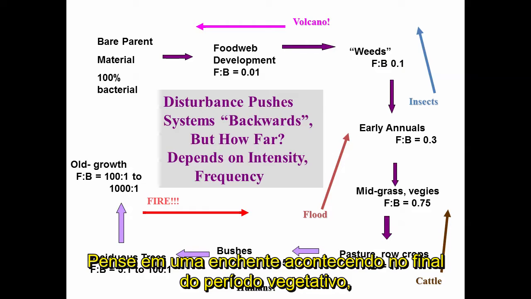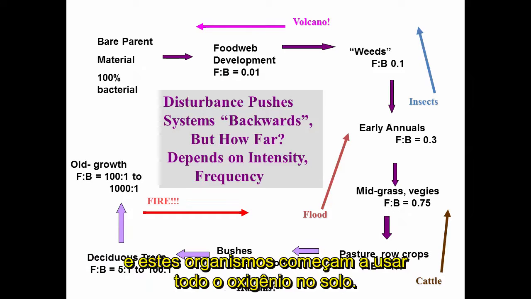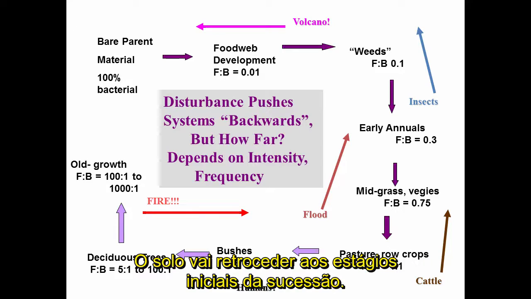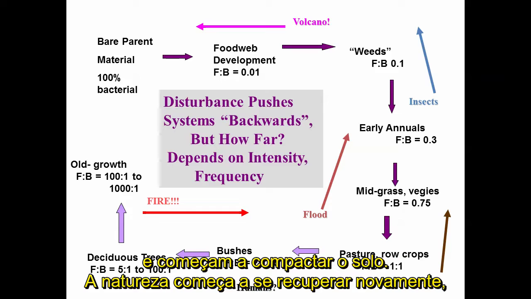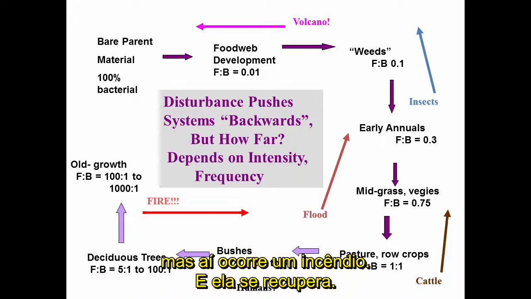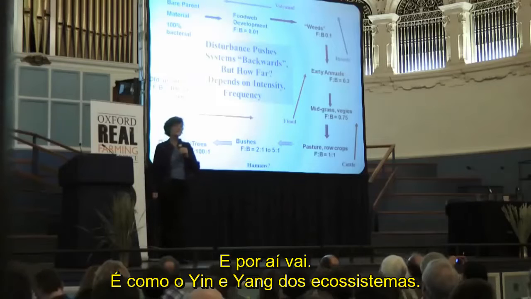So think about a flood that happens late in the growing season where the bacteria and fungi are growing very, very rapidly. And so those organisms start using up all the oxygen in that soil. You're going to be driving your soil back to really early stages of succession, and then Mother Nature starts to rebuild. And then along comes a herd of cattle, and they start compacting. And then Mother Nature starts to rebuild, and then a fire happens, and then she rebuilds, and so on. It's like the yin and yang of ecosystems.